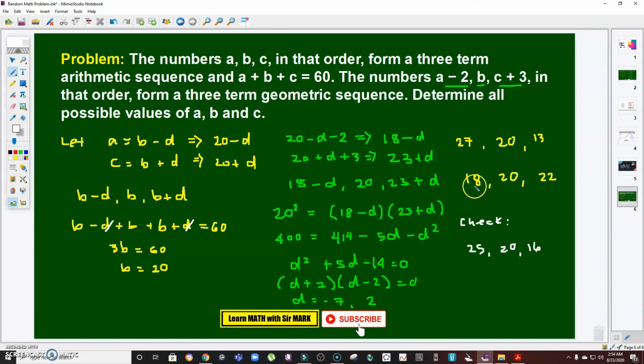Now, last, let's check if 18, 20, 22 will satisfy this. 18 minus 2 will become 16. Still 20. And then 22 plus 3 is 25. Of course, if earlier 4/5 was the common ratio, this time it's 5/4. So still, they satisfy the condition that they are in geometric sequence. See that? Again, the values of A, B, and C are these, respectively.